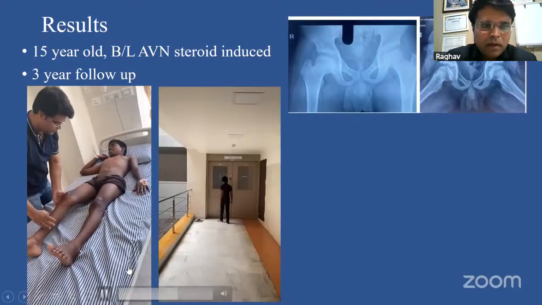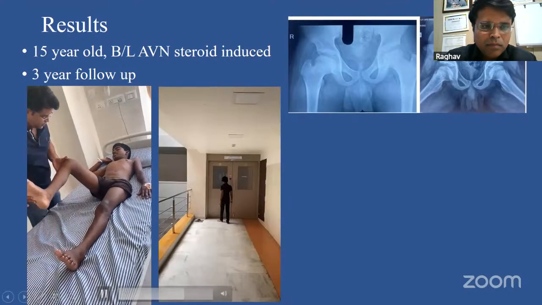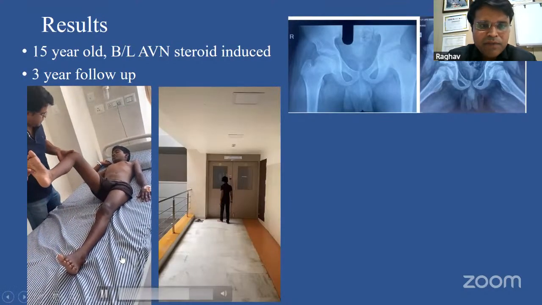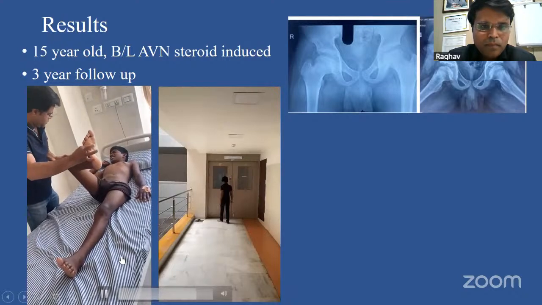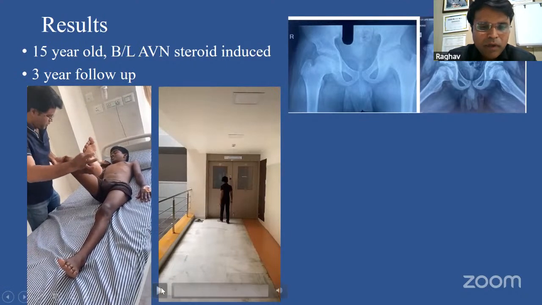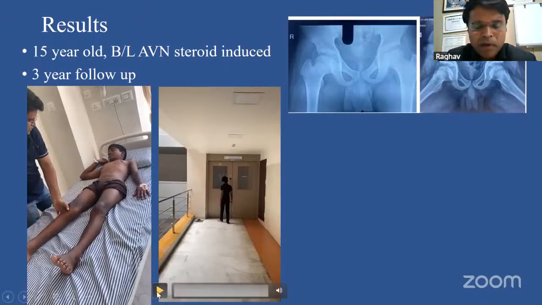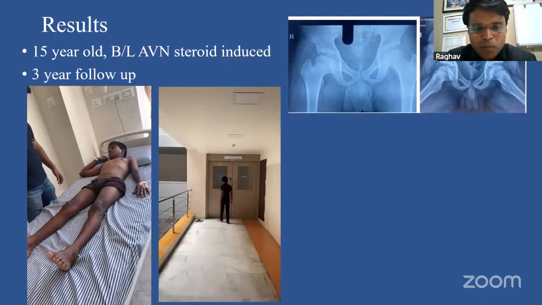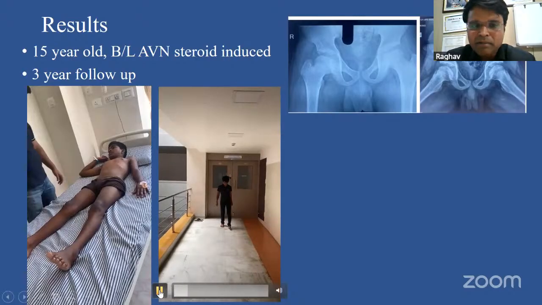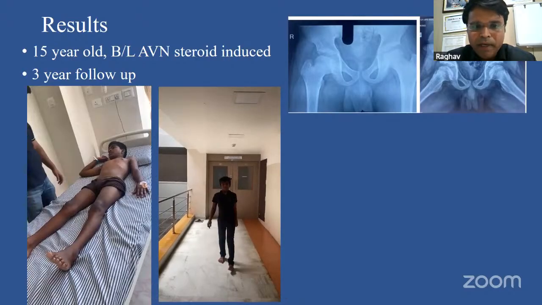So rotations were painful as well. Now, after arthroscopic assisted core decompression and cam osteoplasty, this is how he walks. He walks with a bit of a waddling gait, but absolutely there is no pain involved.